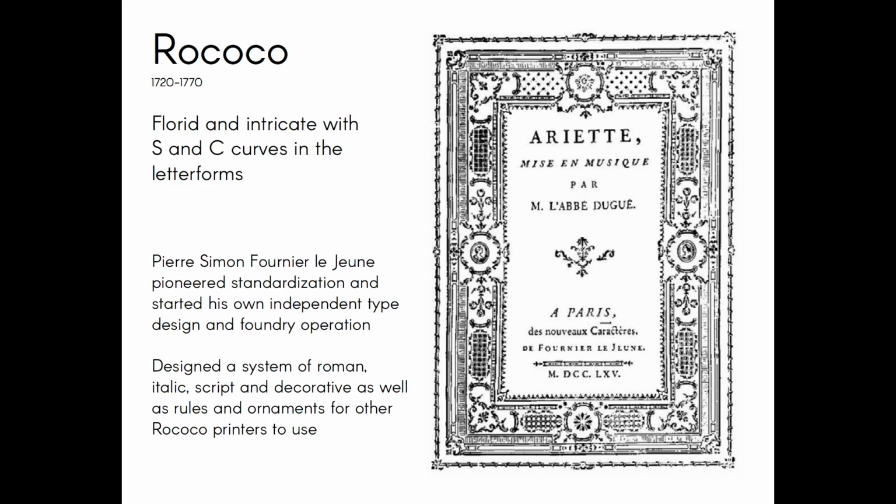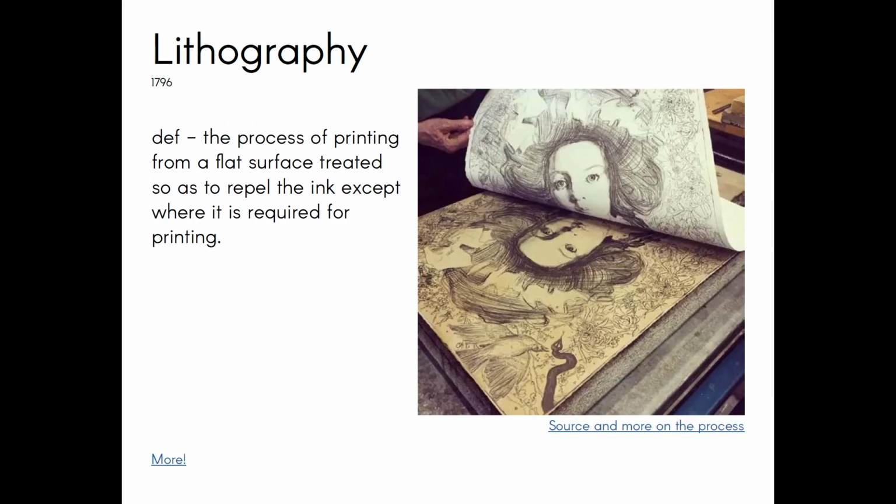So he got his training, and then he started his own independent type and design foundry. He designed a system of Roman, italic, script, and decorative, as well as the rules and ornaments for other Rococo printers to use. And the rules, let me get my mouse over. So the rules are these sort of separations that you're going to see here, and then the decoratives and the ornaments are all around. So, you're going to be working with a system that's relatively similar to what we have today in our Adobe suite.